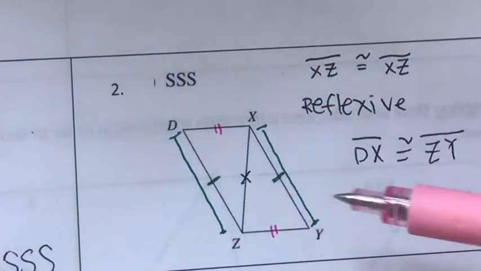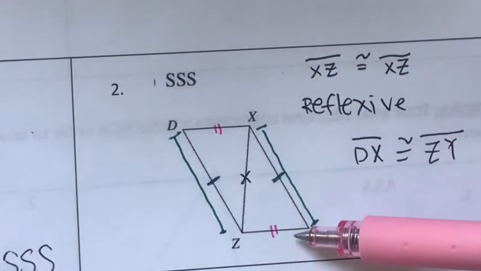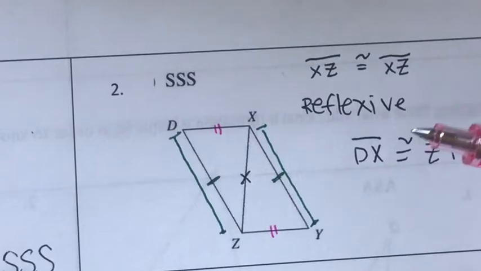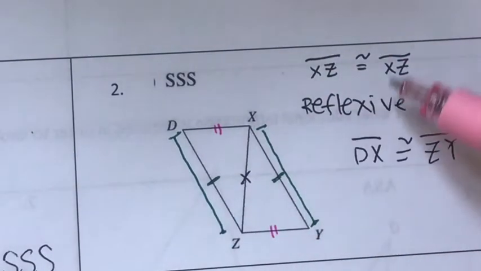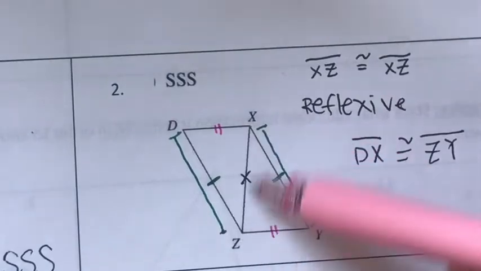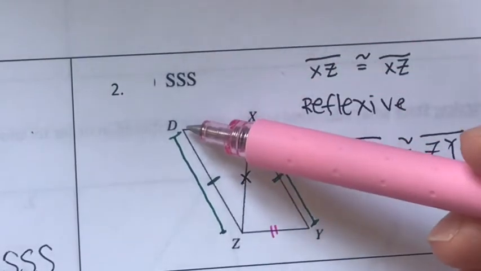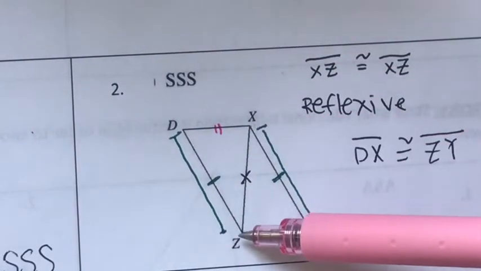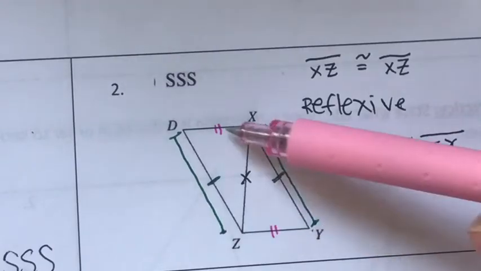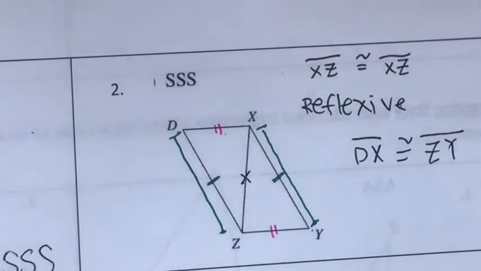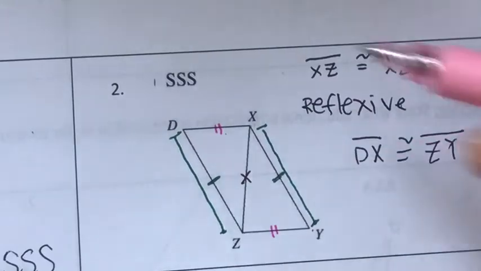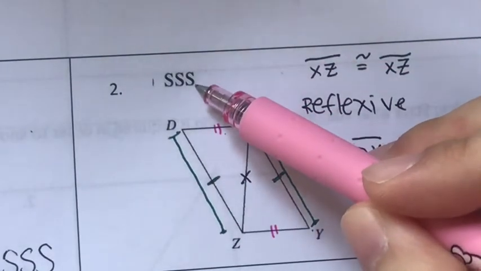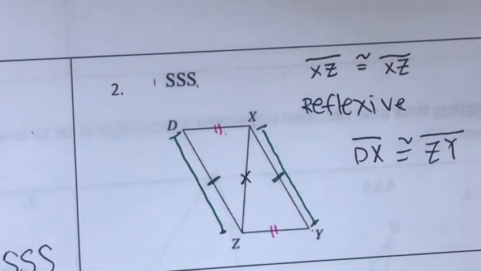So that means I have the green set corresponds with each other. They are congruent. XZ, because of reflexive, is also equal to itself. And then we have DX corresponds with ZY. So these two are congruent to each other. When we have three sets of different corresponding sides, 1, 2, 3, these two triangles are congruent by side, side, side. I know it's a little confusing, okay?